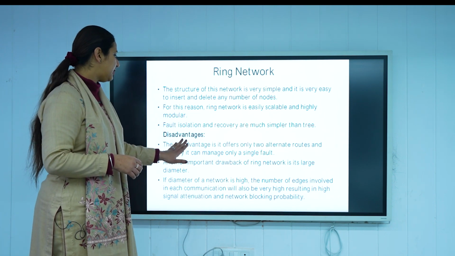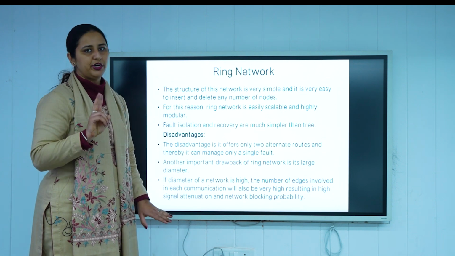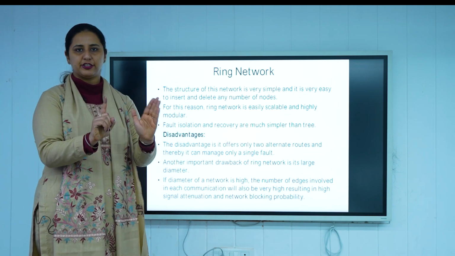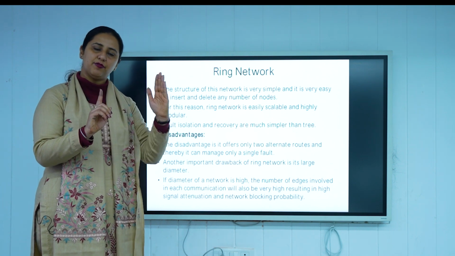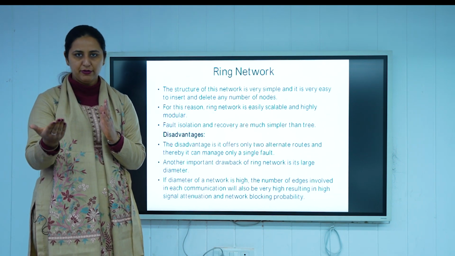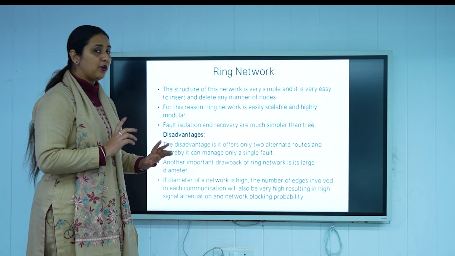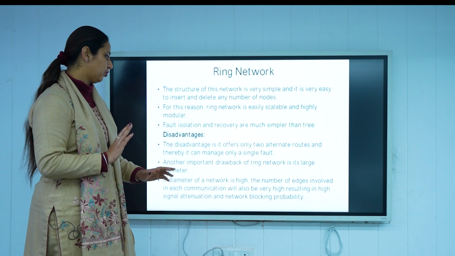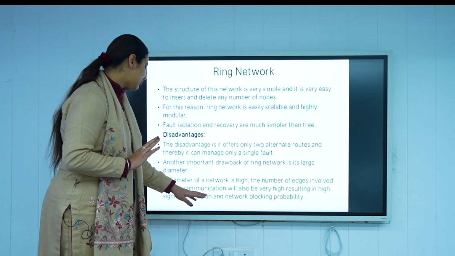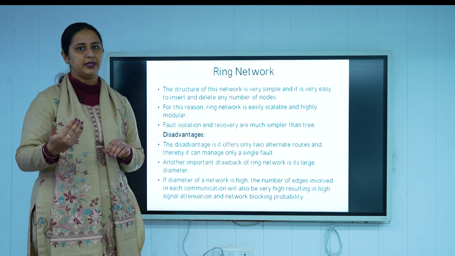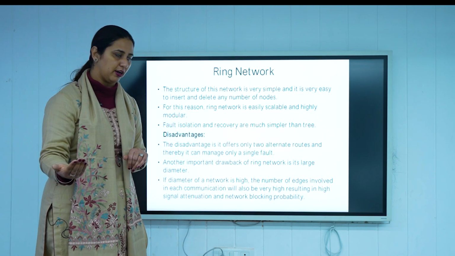Then the disadvantage is that it offers only two alternate sources, because one node is connected to its adjacent nodes. So either it can follow this path or it can follow this path only. Any other path cannot be followed. Also, if the diameter of the ring is very large, there is a probability of high signal attenuation within the network.